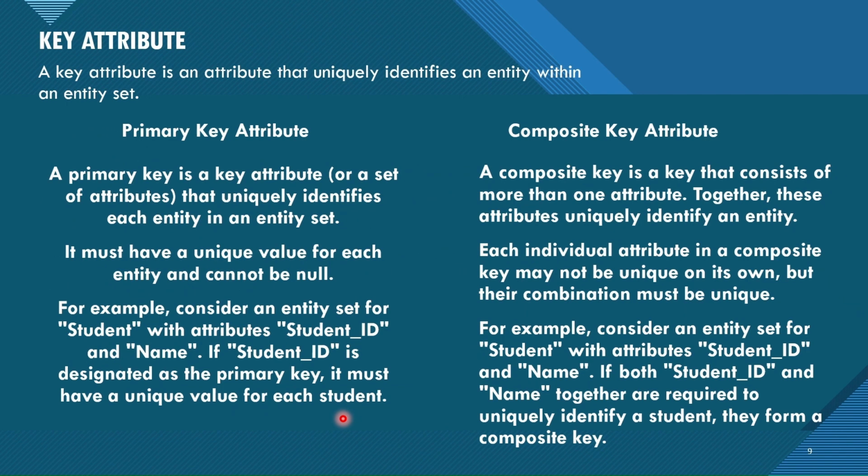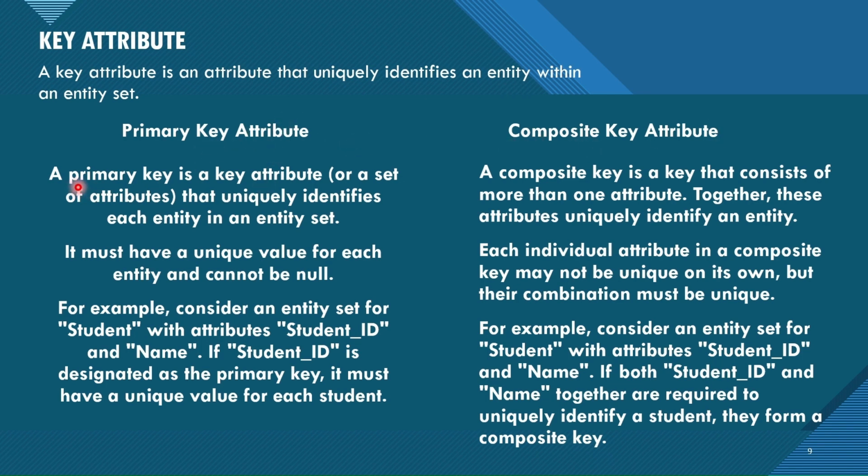Now we have multiple types of attributes. First one is the key attribute. A key attribute is an attribute that uniquely identifies an entity within an entity set. We use a key attribute to identify any single line of data from the database. To identify which attribute should be the key attribute, first check that it shouldn't have the same value for multiple records or instances. A key attribute is also divided into two parts: primary key attribute and composite key attribute.